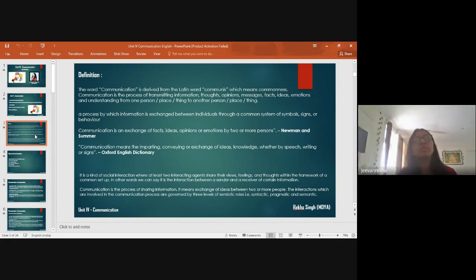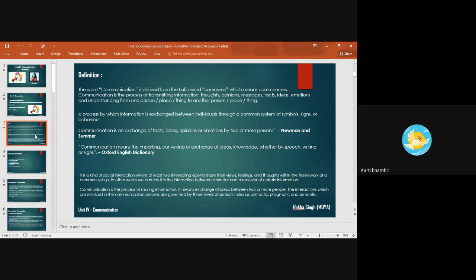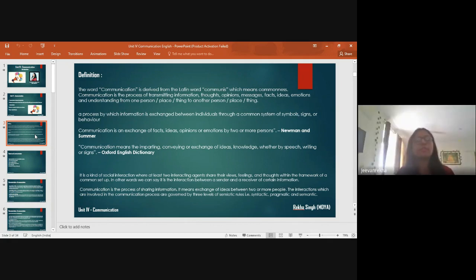A process by which information is exchanged between individuals through a common system of symbols. Symbols means like, are you watching me? Yes, ma'am. What is this? Go, come. Yes. These are symbols. I will teach after some slides. So symbols, signs or behavior, that is also communication.